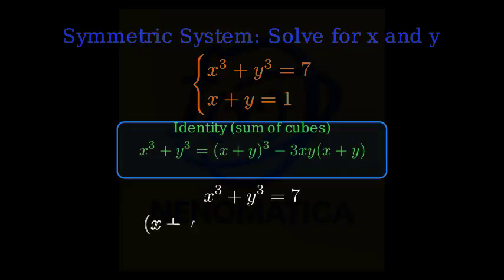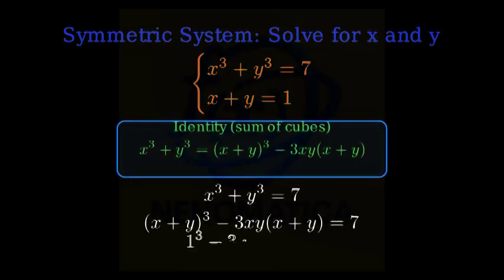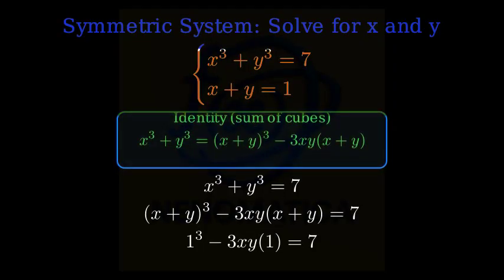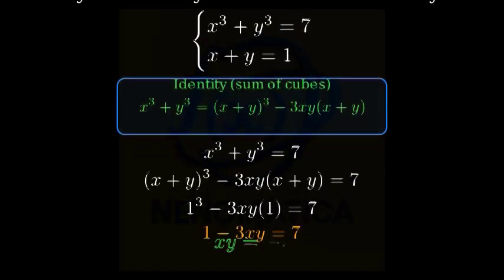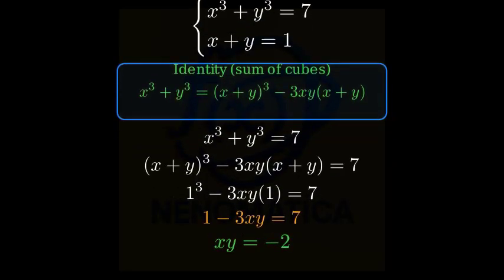Starting from x cubed plus y cubed equals 7, we replace x plus y by 1 to get 1 cubed minus 3xy times 1 equals 7. Now simplify to isolate the product xy. 1 minus 3xy equals 7. Move terms to get negative 3xy equals 6, so xy equals negative 2.